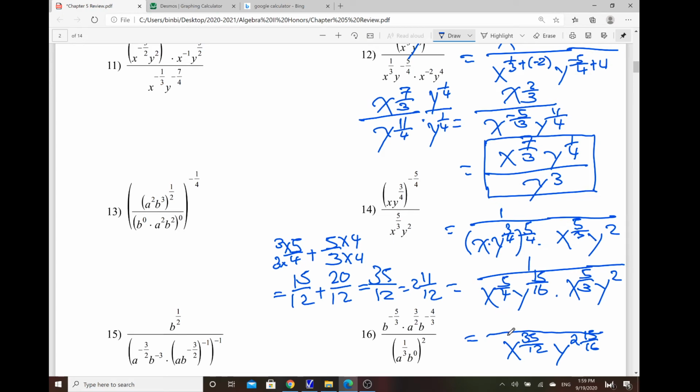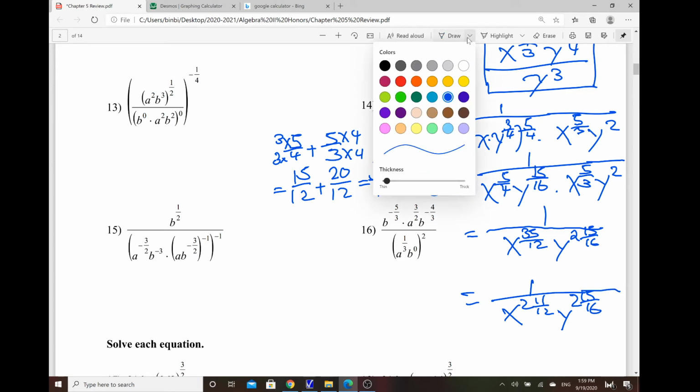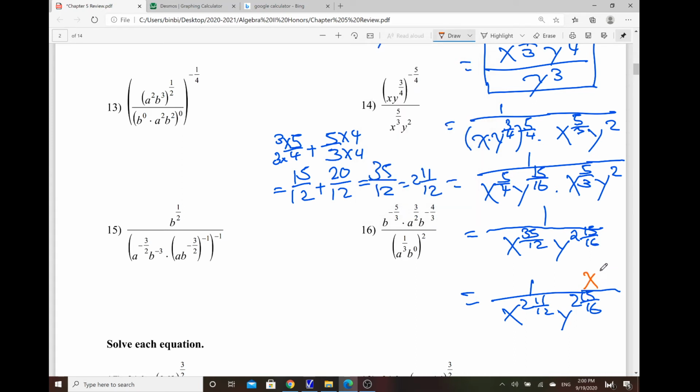Okay, so now let me just rewrite that part right there. Convert all those rational exponents to mixed fractions. So we have x to the power of 2 and 11 over 12. And now you might be wondering why we need to multiply top and bottom in order to convert the rational exponent to its positive. So right here, we want to multiply this one by x to the power of 1 over 12 and y to the power of 1 over 16.